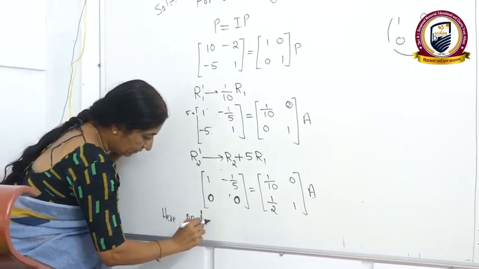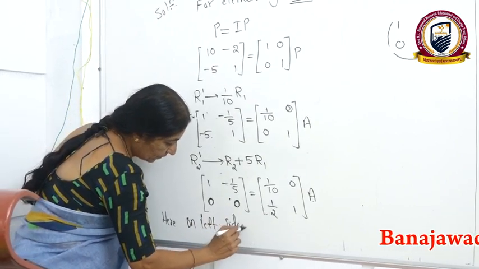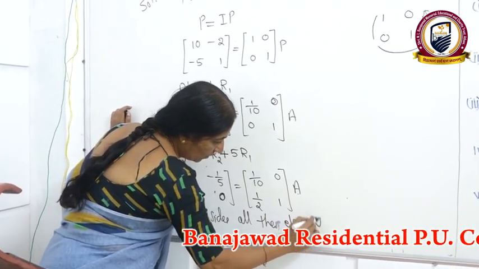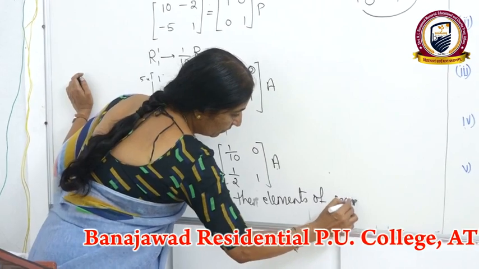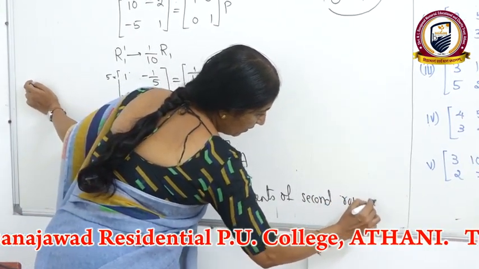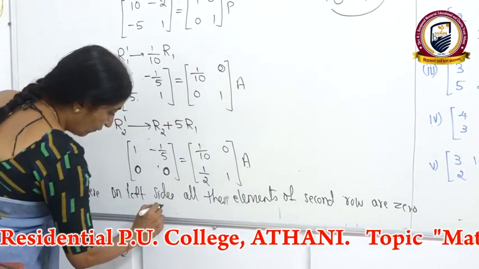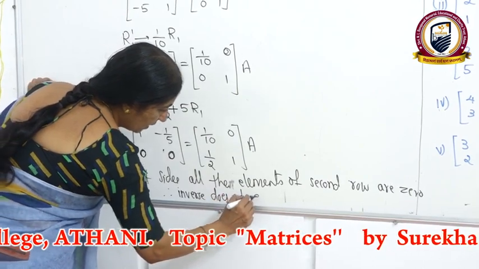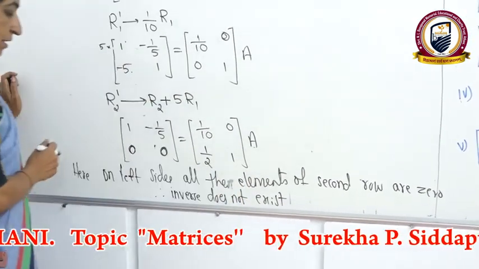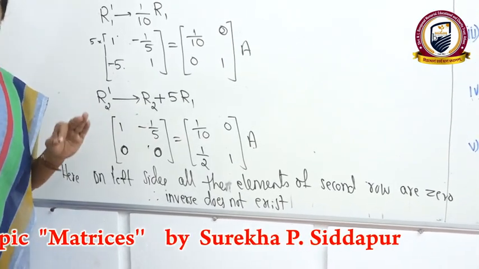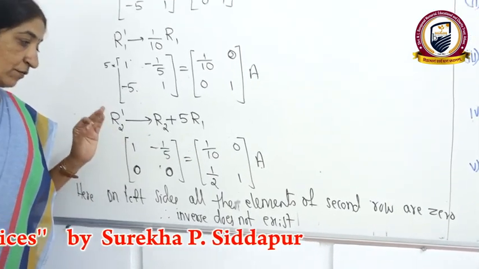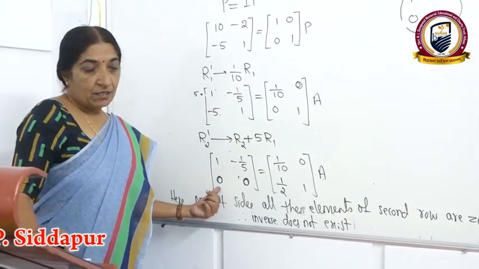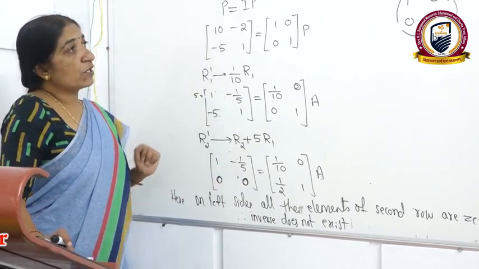Here on the left side, all the elements of the second row are 0. Therefore, the inverse does not exist. Understood? It is not necessary in the second row. It may be in the first row. If all the elements are 0, then the inverse does not exist. Remember, for row operation, we have to check the row elements. So this is how we know that the inverse does not exist.